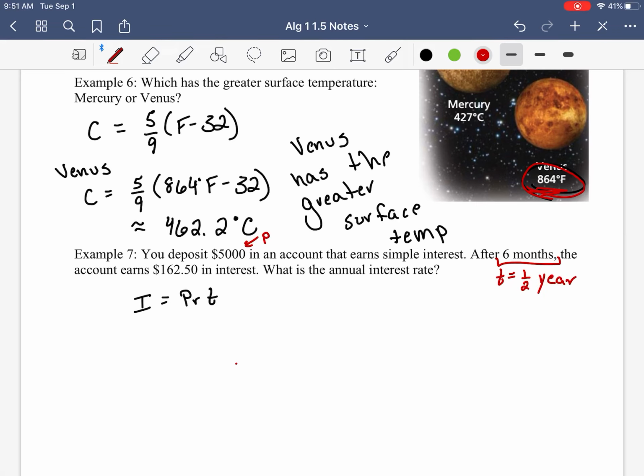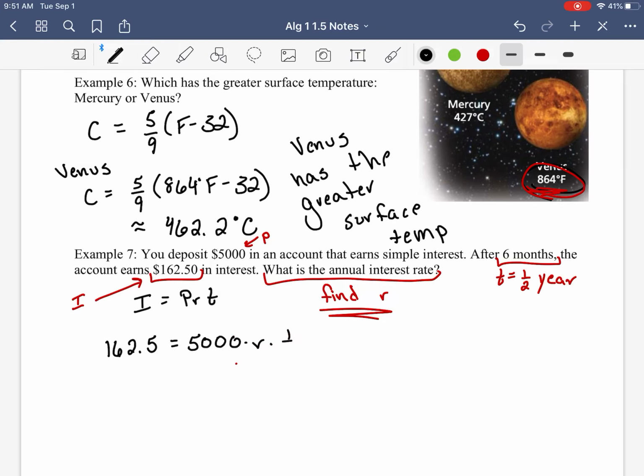The account earns this amount in interest. That's my interest, that's my I. We want to know what is the annual interest rate. So I'm trying to find my R. That's my question mark. So we can go ahead and plug those into my equation. My interest is 162.5. My principal is 5,000 times R times T, which is 1/2. So I'm going to take my 5,000 times 1/2, that's 2,500, R.